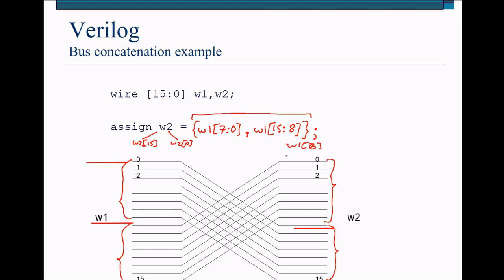And you can see when we look at our connections, W2[0] refers to this wire, and W1[8] refers to this wire here. Our assignment makes the connection as shown between those two. And so on, as we move through the bits in here, we make connections to the corresponding bits on the left hand side.